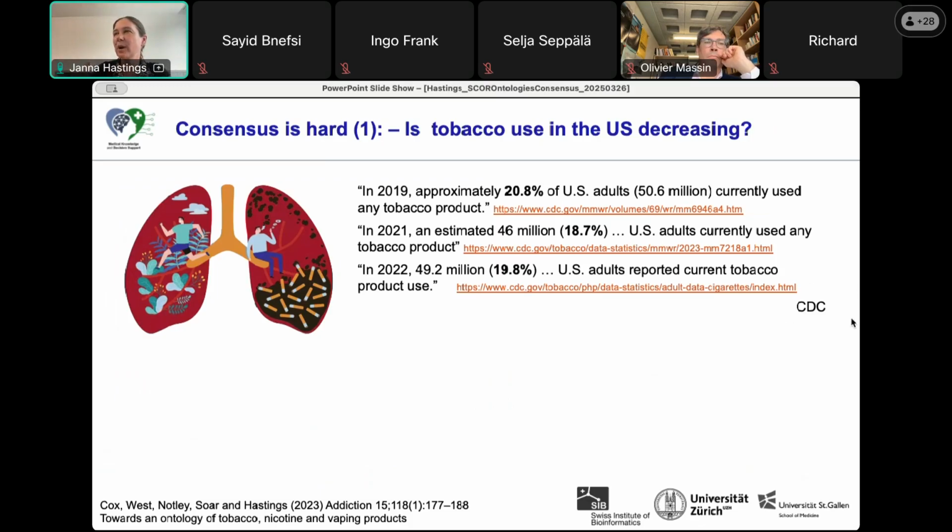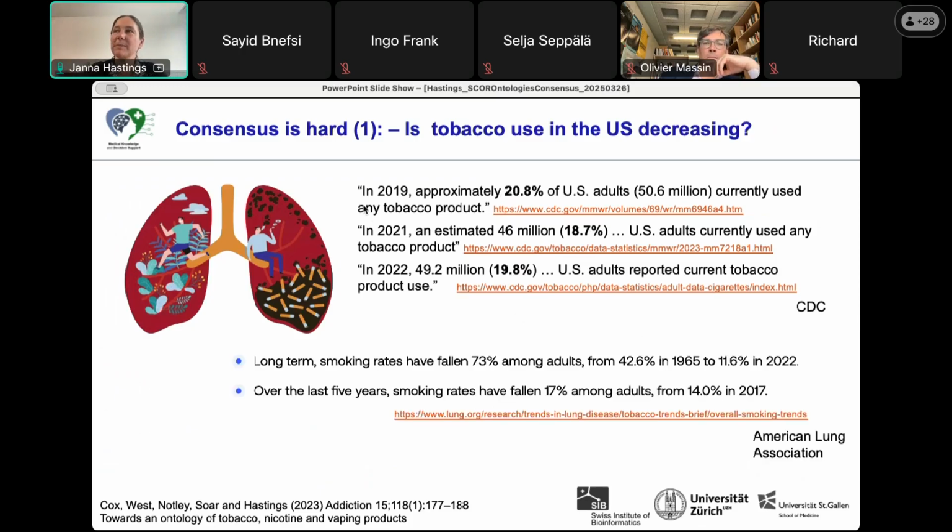Here you see some quotes from the Centers for Disease Control of the US. I'm just taking numbers from the US because they were easy to find, but also because of definition-related aspects, which will be revealed shortly. So you see here in 2019, 20%, in 2021, 18%, in 2022, 19%. This doesn't look like a decrease is happening, at least over these 3 years which have been reported.